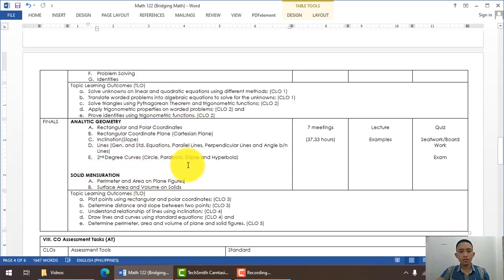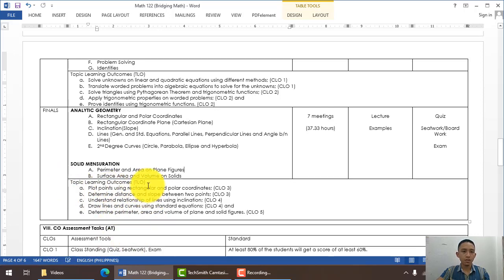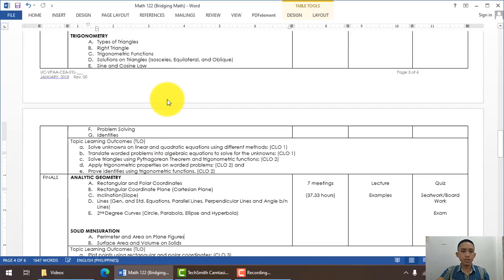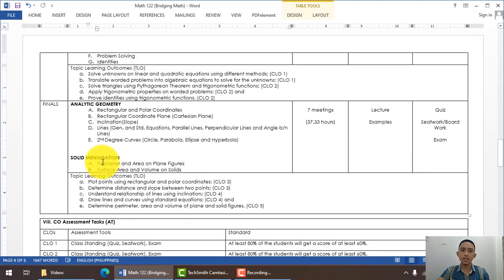Okay, so once that is all done, you should also be able to perform or to show us these outcomes here below. On top, these are your outcomes after your trigonometry and algebra, and once you finish your analytic geometry and solid mensuration, you should be able to show us these course or topic learning outcomes.